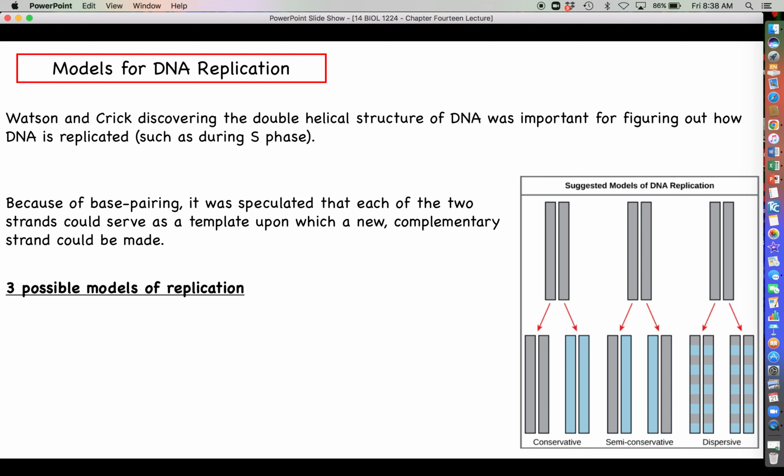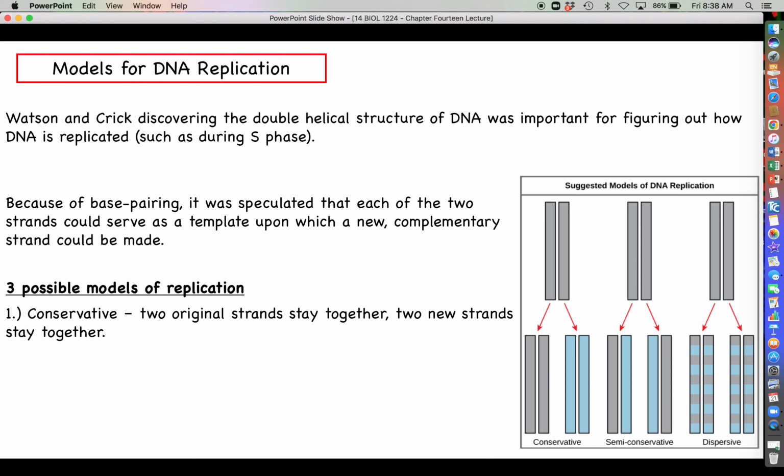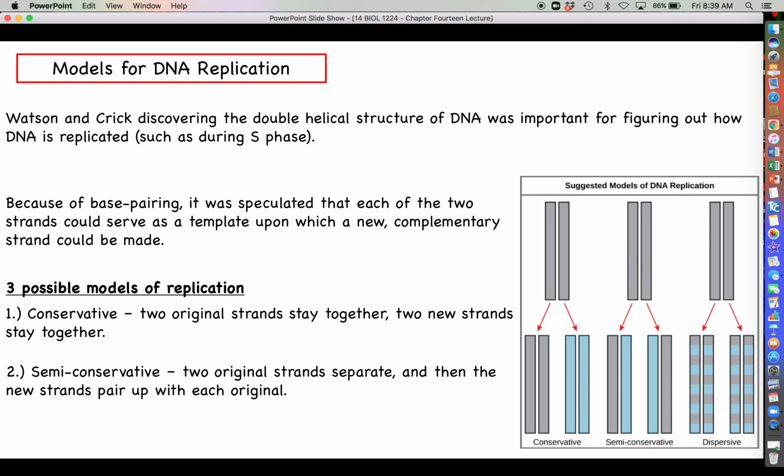So scientists were able to come up with three possible models for how replication could occur. First, you have a conservative model in which both strands do serve as templates for new DNA replication, but the two original strands stay together, and then the two newly synthesized strands are base paired together as well. The semi-conservative model, in which the two original strands separate from each other and then never come back together, so the new strands would then pair up with each of the original strands. And then finally, you have the dispersive model, which, knowing what we know now, doesn't seem very plausible, but this would involve newly synthesized DNA being intermixed with the old strands.